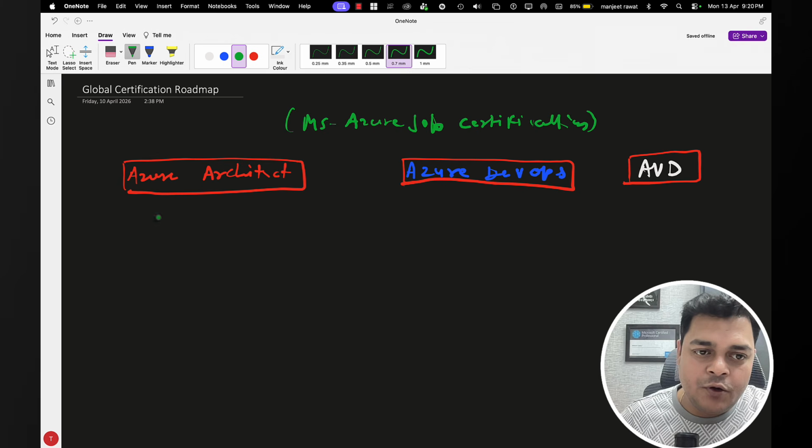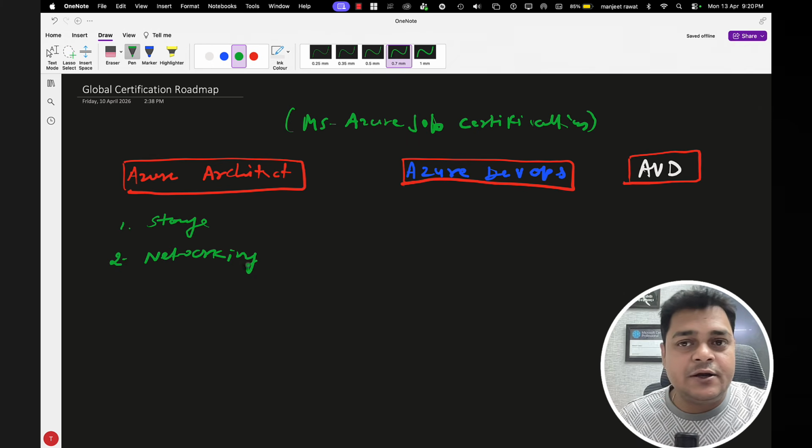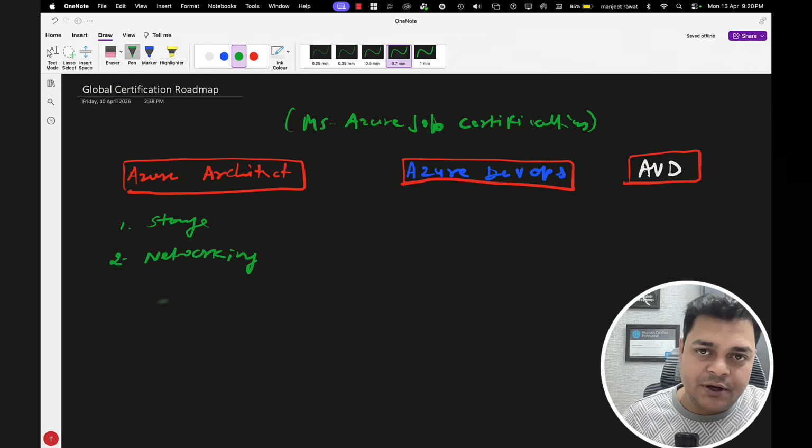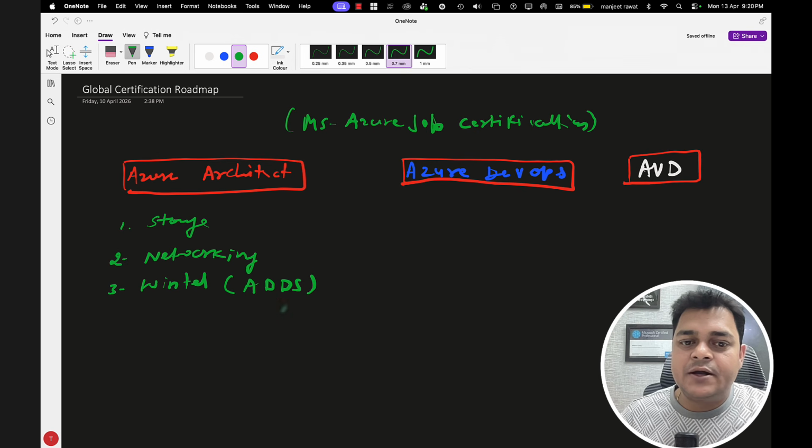Let's take an example. You know about storage, right? You have a good idea about how to set up storage. You have a good idea related to networking. Currently, you are working as a network engineer, and you have a good idea about the configuration of switches, routers, and Wi-Fi connections. In case of Wintel, it is basically a combination of Active Directory and client operating system. If you have an idea about Active Directory domain services and user management, right?